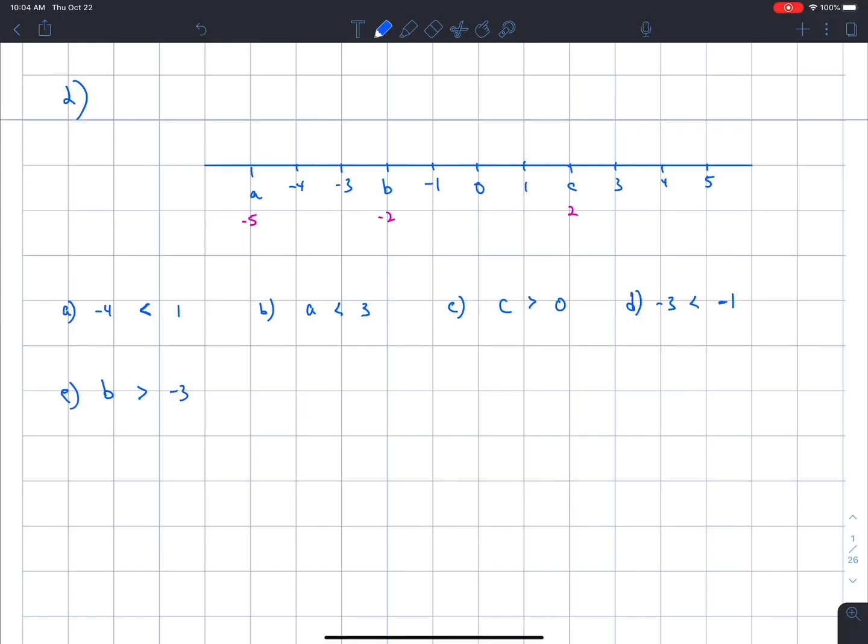Oh, I forgot to remind you. This means less than. This means greater than. This means equals to.